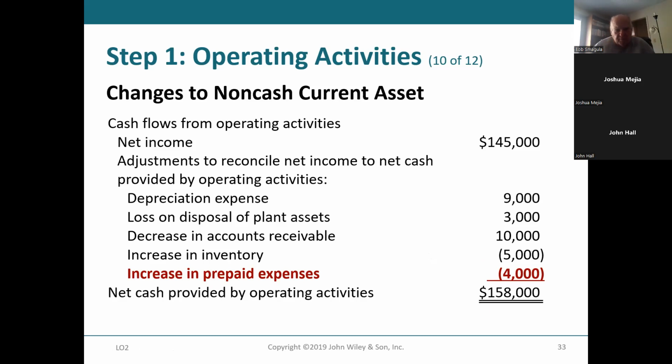$158,000. So these rules are a little tricky to get your handle on, but once you do, it should go through pretty smoothly. The key thing is understanding the template. You start with your operating activities and you continue through the investing and financing.